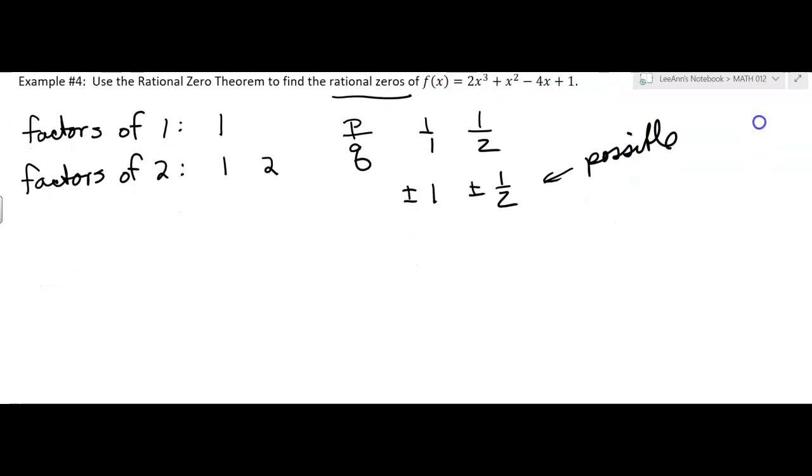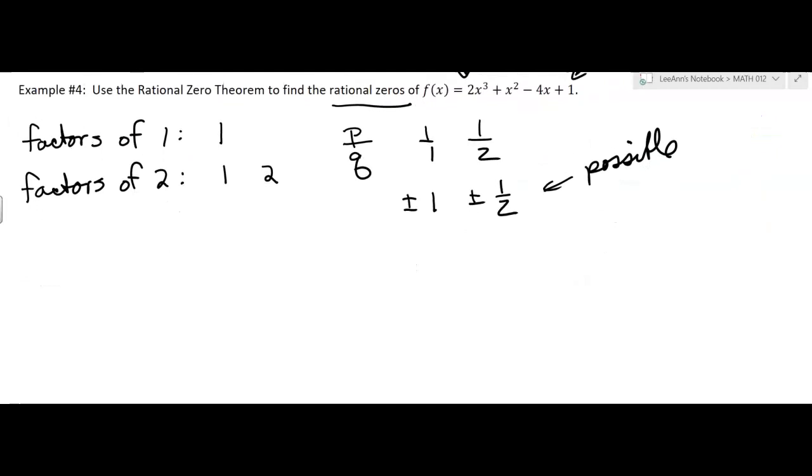So what I would do, the book takes a little bit different approach, but I would divide synthetically. So I always start with 1, and I'm going to divide the polynomial. And if it comes out to be 0 in the end, I'll know it's a 0, okay? So I just start with 1 usually. 1 is always a factor, and I always start there.